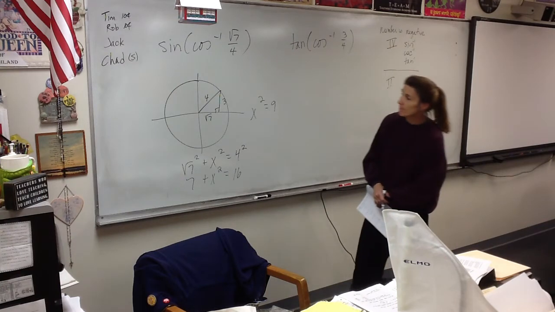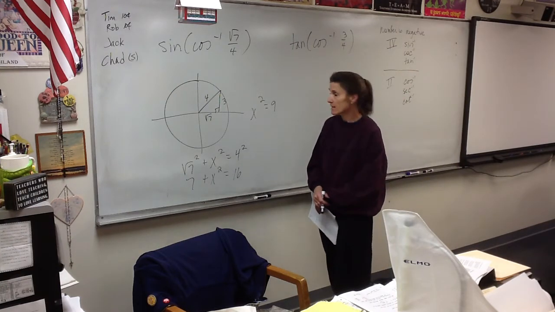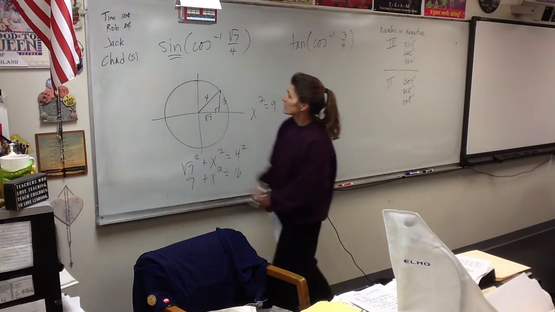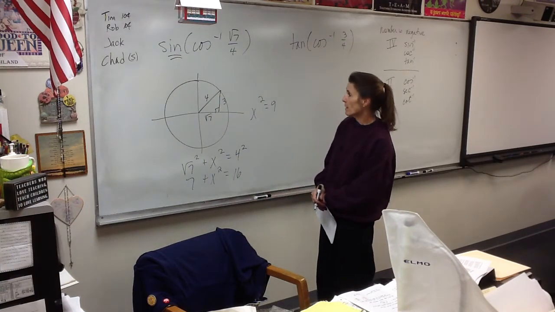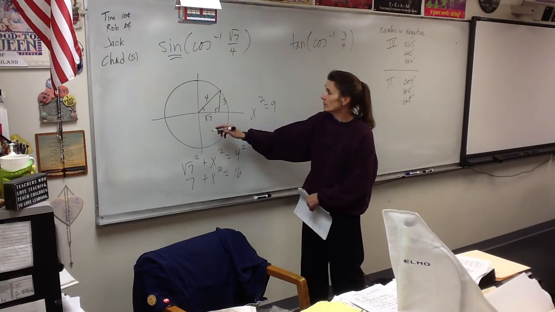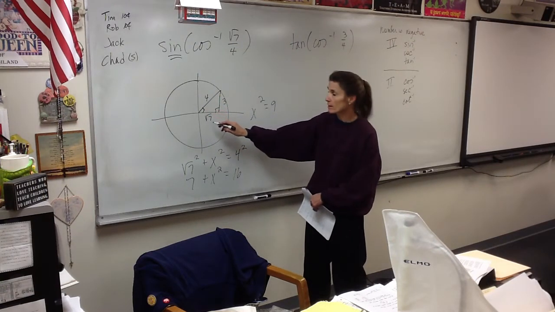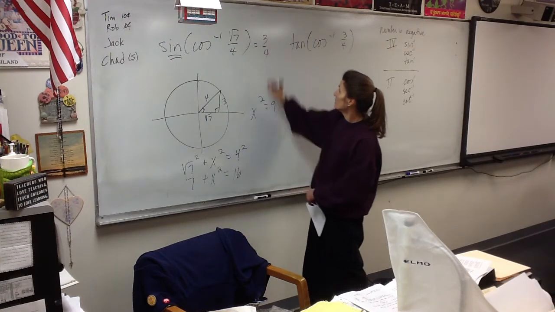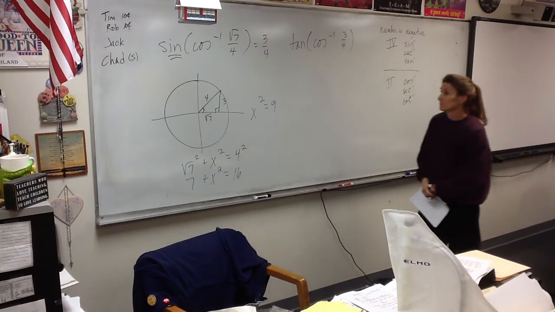Now what do I want to know about that picture? I've drawn the picture, I've labeled all the sides, everything looks great, but I need to know the sine. Sine is opposite over hypotenuse. Here's your angle, always at the origin inside the triangle. Opposite over hypotenuse, the answer is simply 3/4.